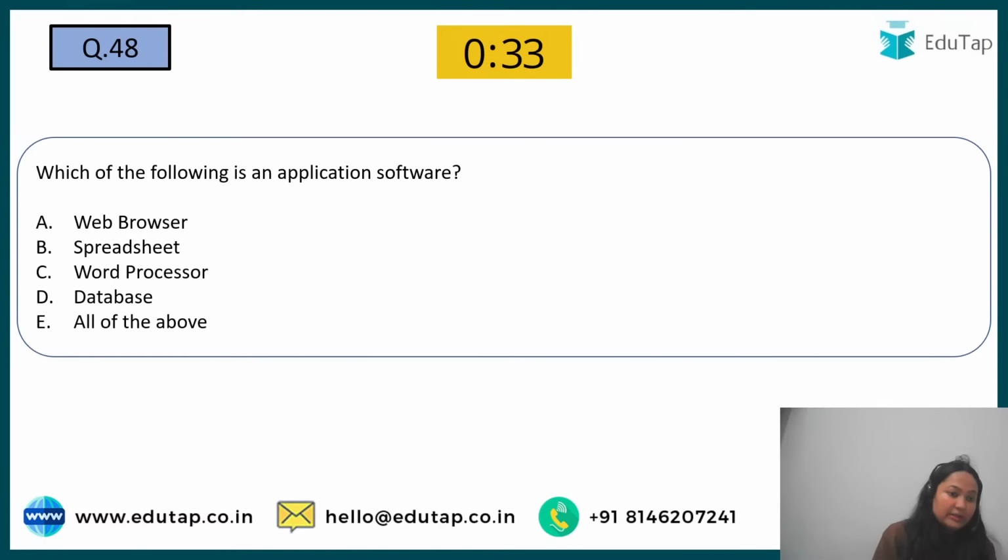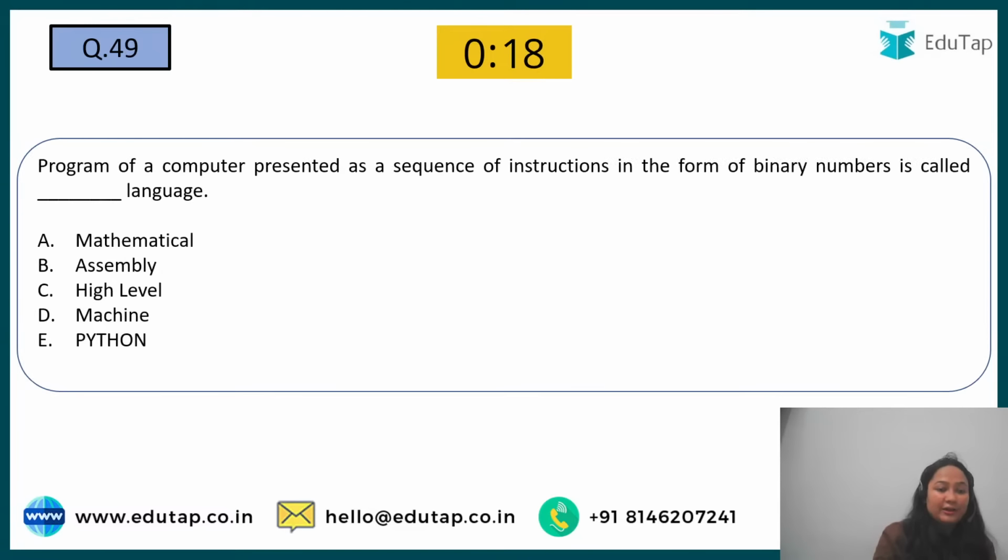Okay, all. That is absolutely correct. All of the above: the web browser, spreadsheet, word processor, database, all of these. Very good, Akshay. Very good, Anu. Okay, Lakshmi, Rohit, Nilesh, Akshay. Very good. These are all the application software. All right. Moving toward the next question.